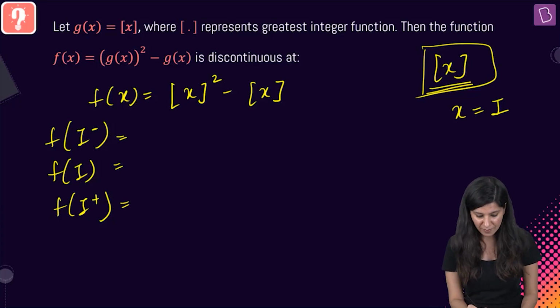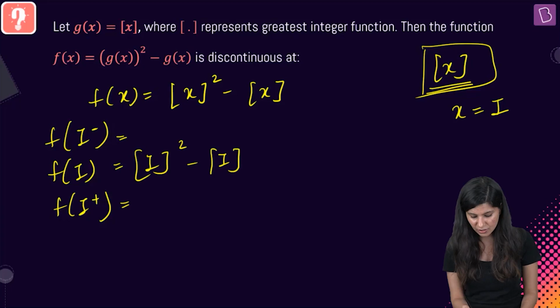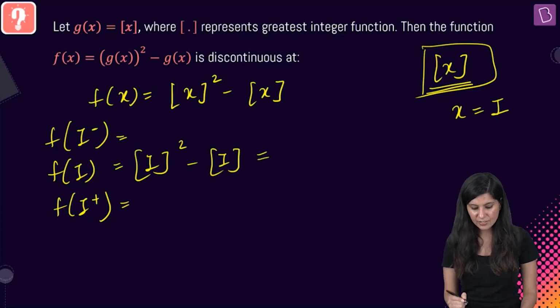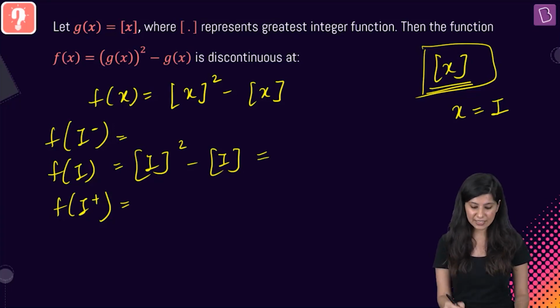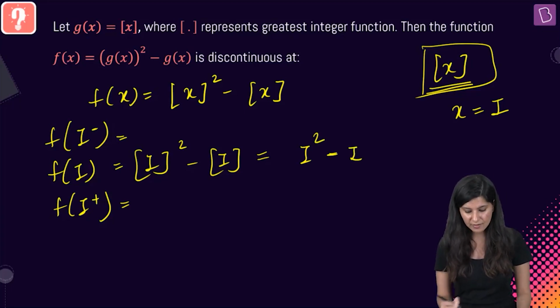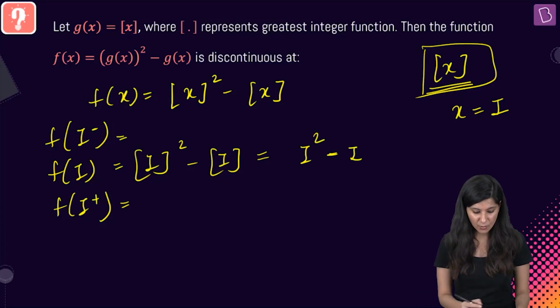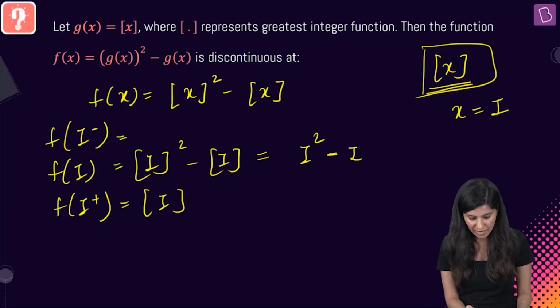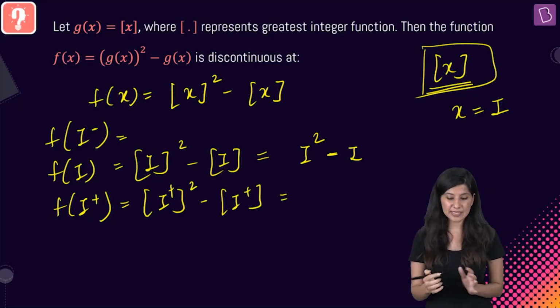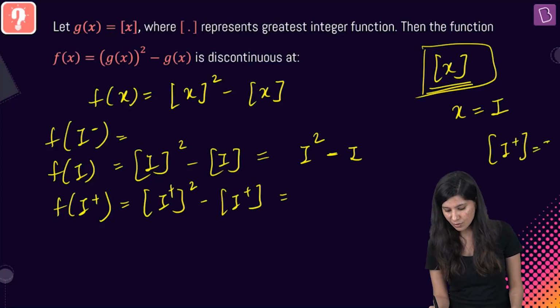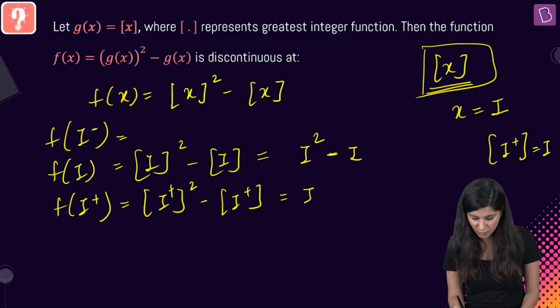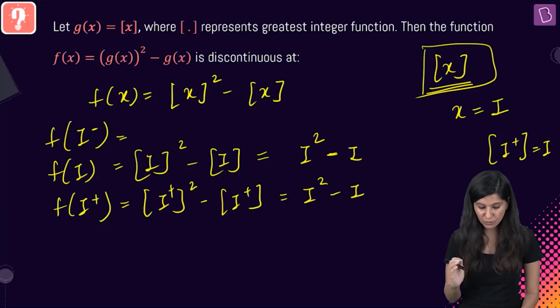Let's talk about f(I) first, right? So I square minus GIF of I. Just replace x by capital I, which is an integer. Now GIF of any integer is always the integer itself, so there is a square and this is again I. This is f(I). What about f(I plus)? So (I plus) whole square minus GIF of I plus. Now GIF of I plus would be nothing but simply I. So this would be I square minus I. Okay, so far so good.